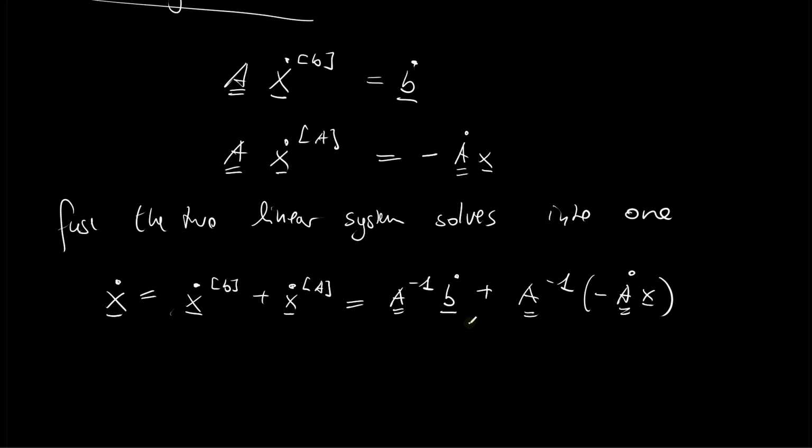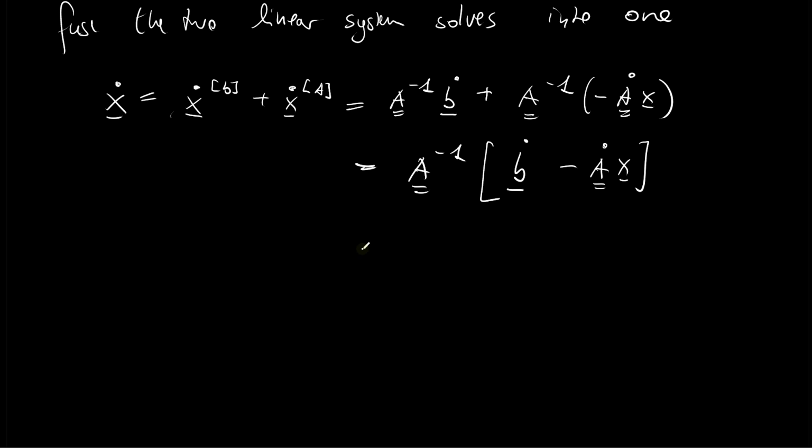But what we can do is we can fuse the two together. So what we get is that this is the solution or the matrix inverse multiplied with the tangent on B minus A dot times x. In order to now make this a little bit more clear, let's go back into the form of a linear system.